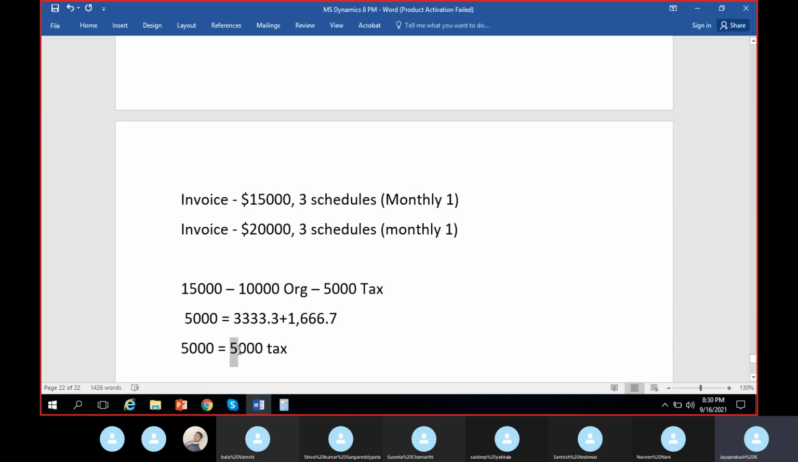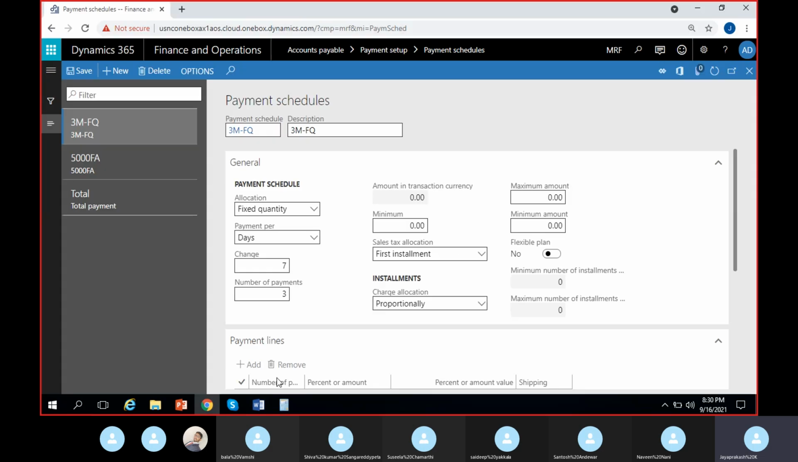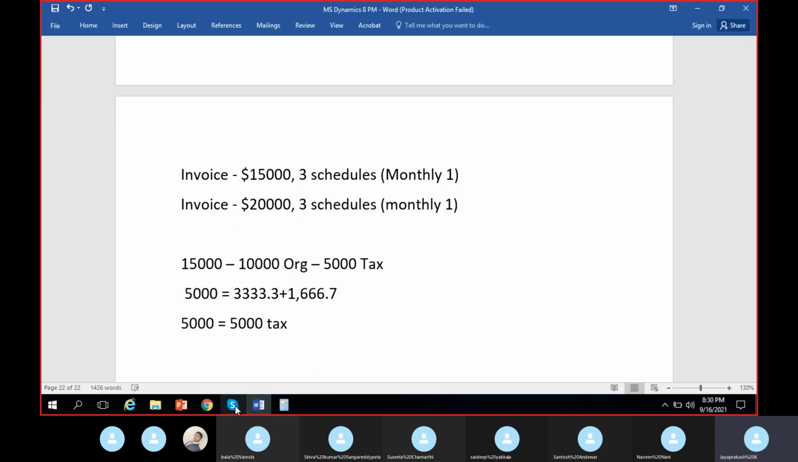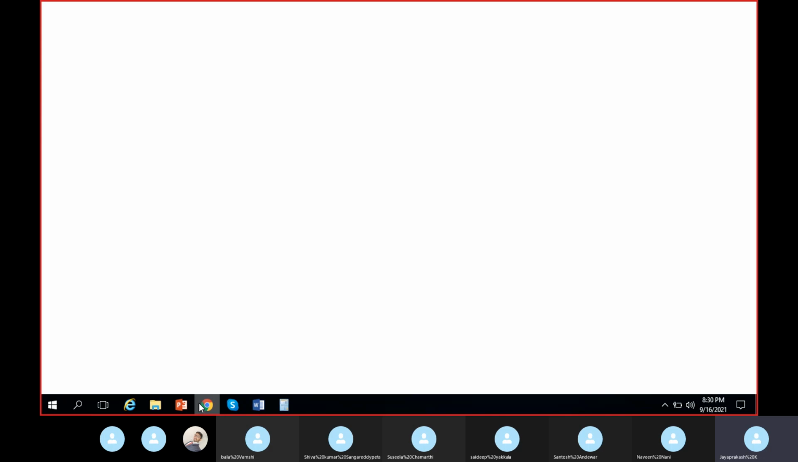Coming to the first installment, if you select it as tax, in the first installment that you pay, the tax amount will be deducted, and the remaining 10,000 that you have to pay will be the original amount on the invoice. So you can keep it in that way, or else you can keep it in this way.